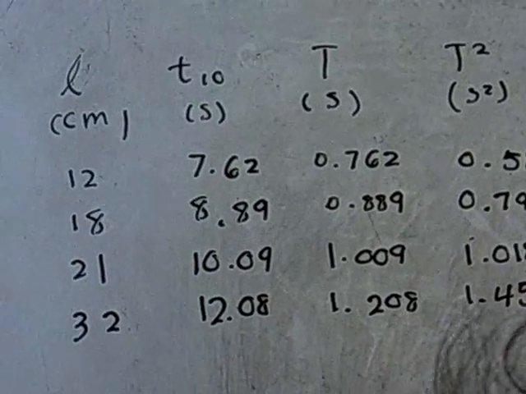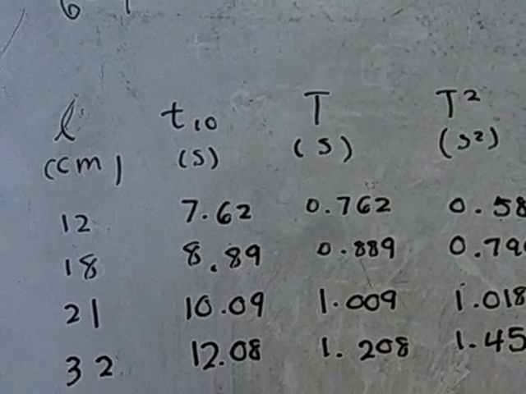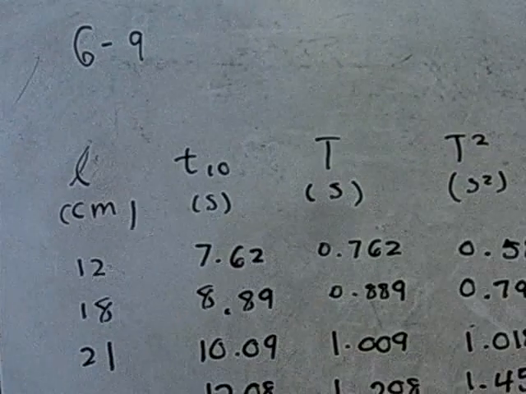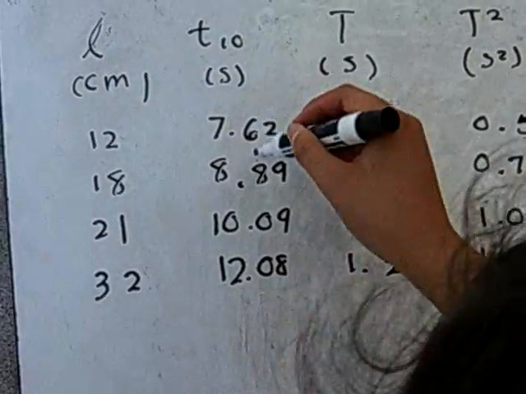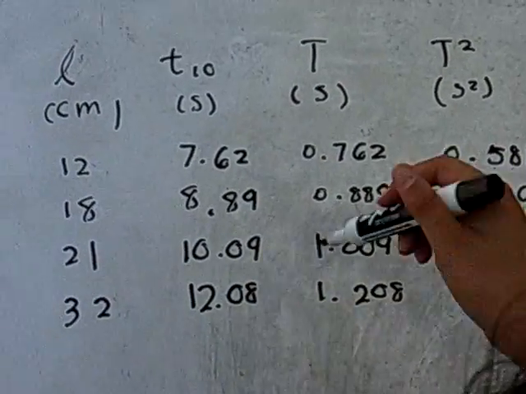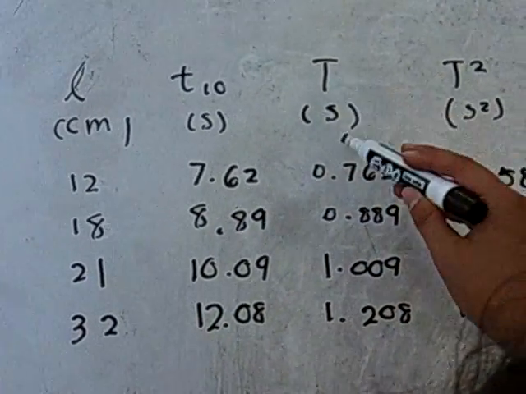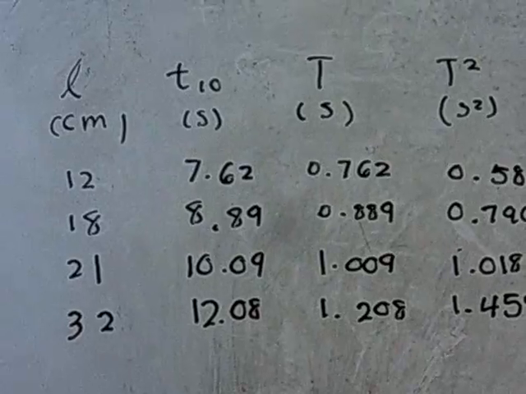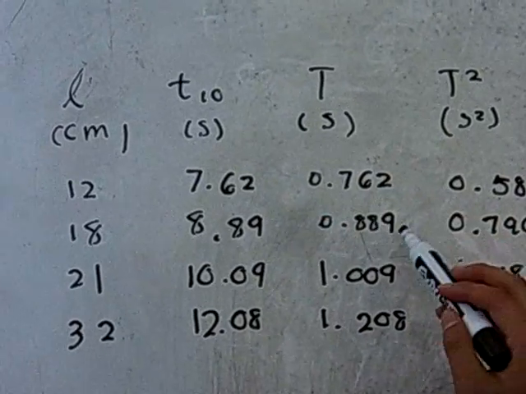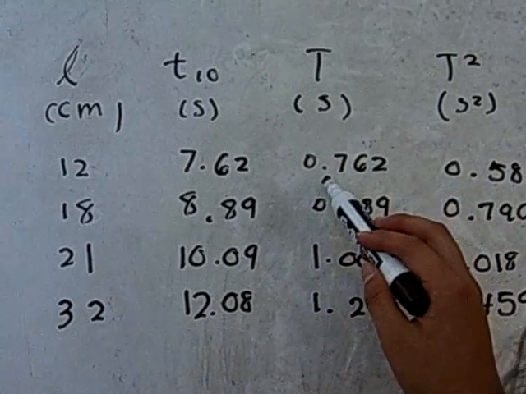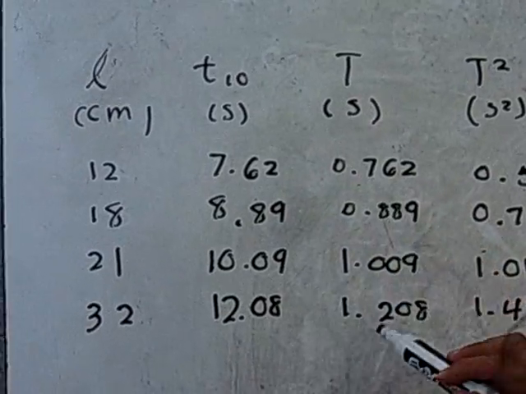This is problem 6-9. So part A is actually really easy because they already give you the period. This is the period, and this is the period times 10. So to get the second column, which is t, which is a period, all you have to do is divide this number by 10. So you move the decimal places back by 2. So yeah, these are all your answers.